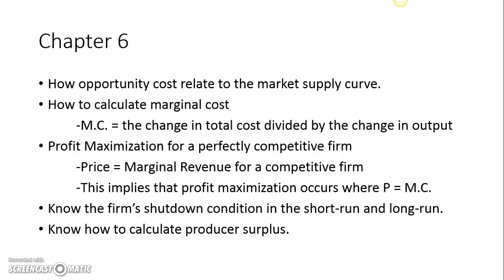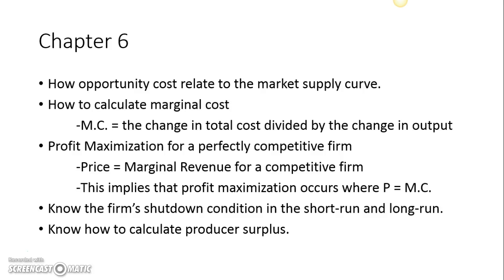Okay, so for chapter 6, what's important from this chapter? You need to understand how opportunity cost relates to the supply curve, and basically that the supply curve is the marginal cost curve, and opportunity cost is part of marginal cost. You have to understand how to calculate marginal cost. It's slightly different this chapter than we've done it before.